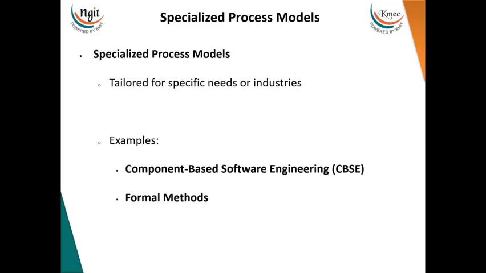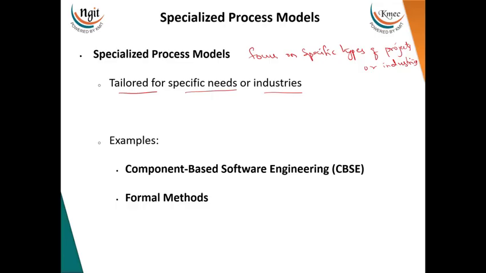So till date we have discussed general models in detail, and now we'll try to talk about specialized process models. So what are these specialized process models? Basically, the specialized process models are tailored for specific needs or industries, which means these focus on specific types of projects or industries, let's say, wherein these will try to adapt the software development process to address a particular need or a particular requirement.